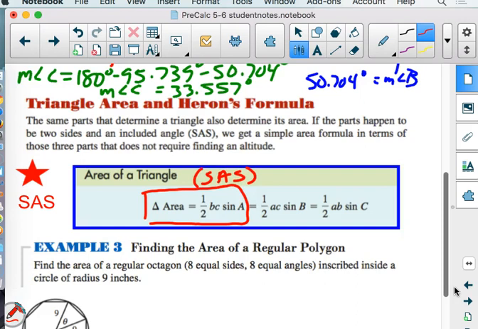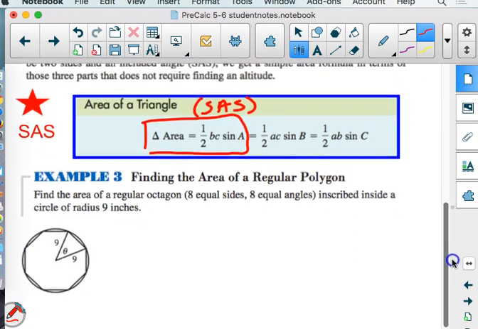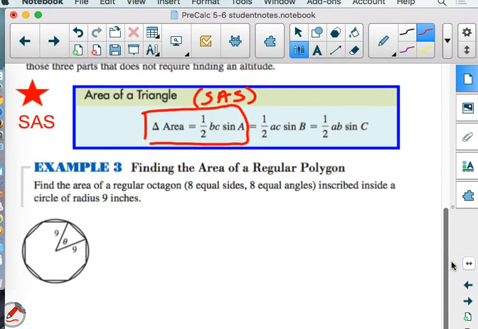And in example 3, we're not just going to find the area of a triangle. We're going to go after something we did in geometry that took a whole lot of math. And that's, we're going to find the area of a regular octagon. So this says find the area of the regular octagon. Octagons have 8 equal sides, 8 equal angles for regular octagons. And it's inscribed inside a circle of radius 9 inches.